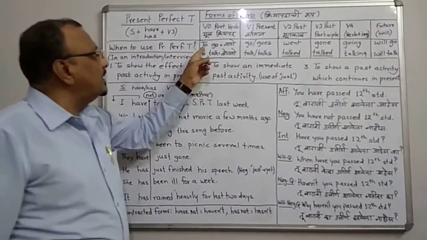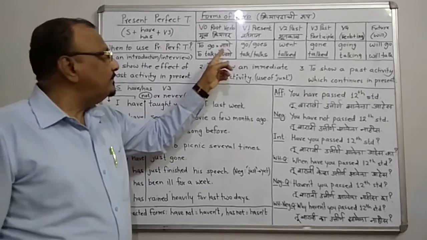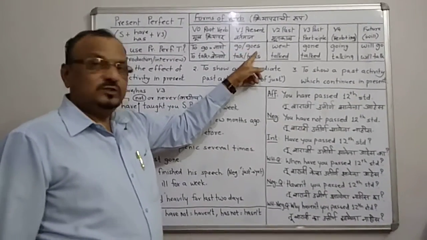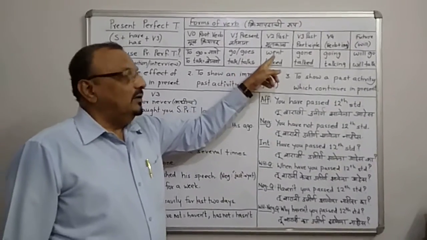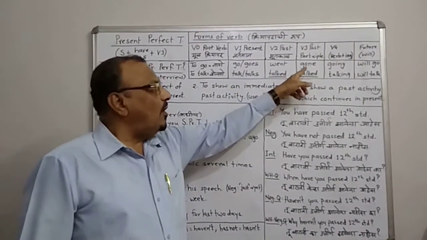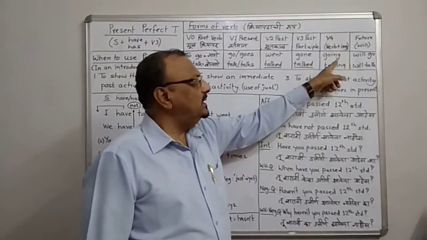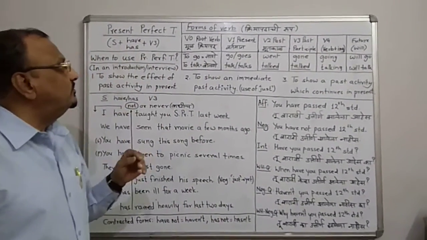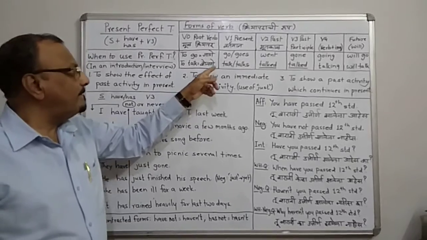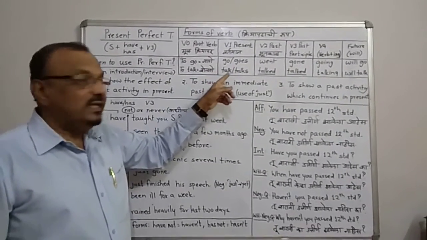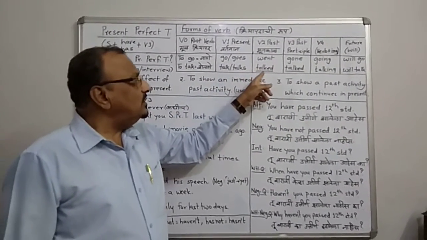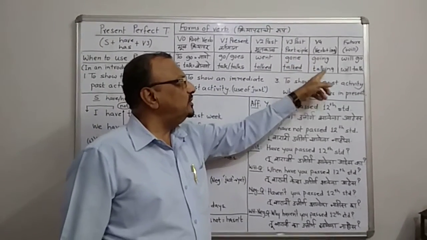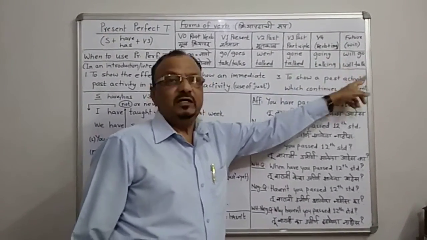Now let us see. To go. I go to the school. He goes to the school. Went, gone, going and will go. So these are the different forms of verb. Now to talk. Talk and he talks. Talked, V2, V3 talked, V4 talking and future tense will talk.